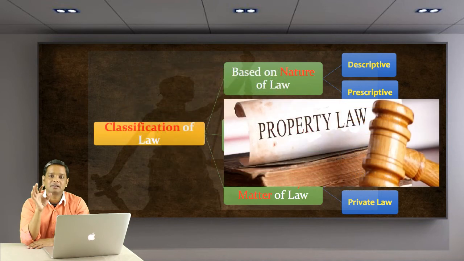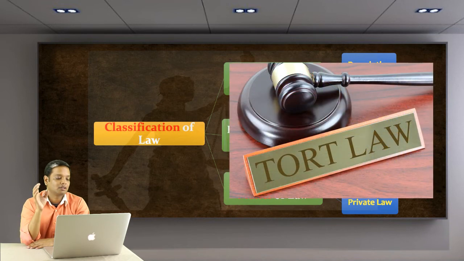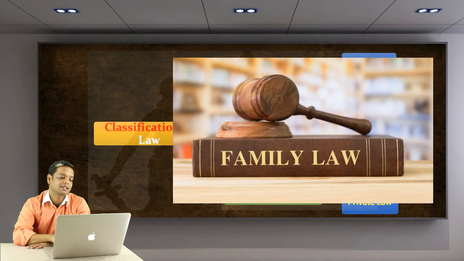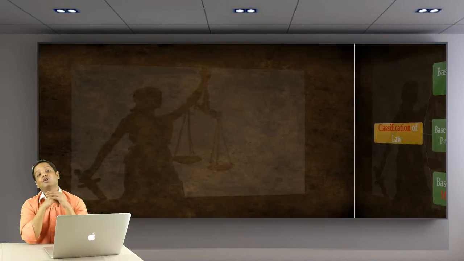Property law, again, because Muslim religion has different property law, Hindu religion has different property law, so it is private law. Tort law, family law, the marriages and all, you know that. So this is all about the classification of the law. Now we have the last topic, that is the scope of law.